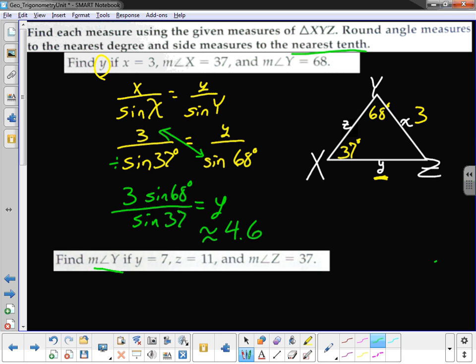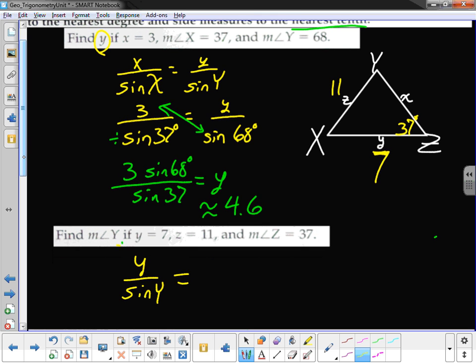Find the measure of angle y if y is 7 and z is 11 and the measure of angle z is 37. So now I can move this over. That 37 belongs there. We don't know angle y, but we do know that side y is 7 and side z is 11. If you need to draw it out on the triangle, go right ahead. That's up to you. So now I can set up my equation: y over the sine of angle y has to equal z over the sine of angle z.